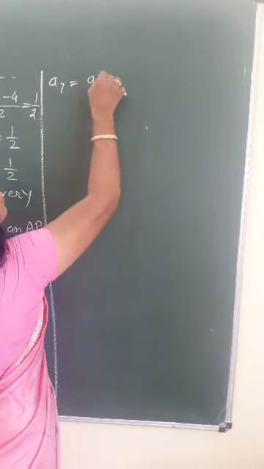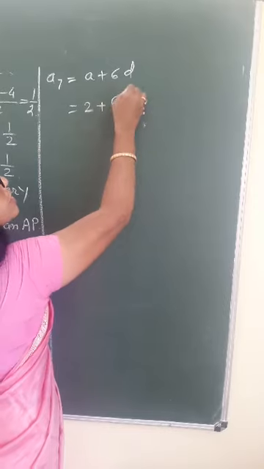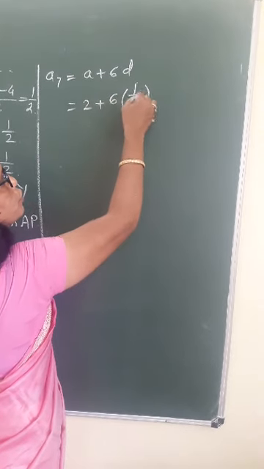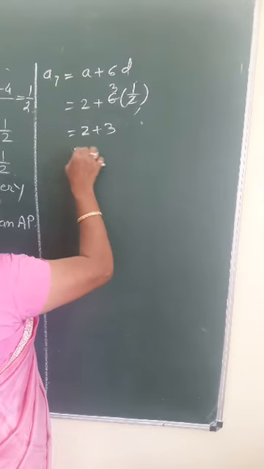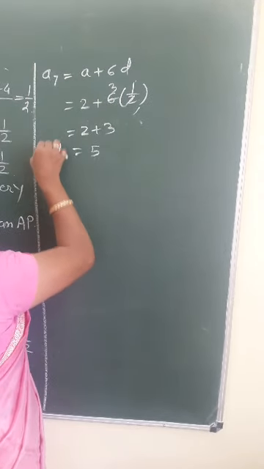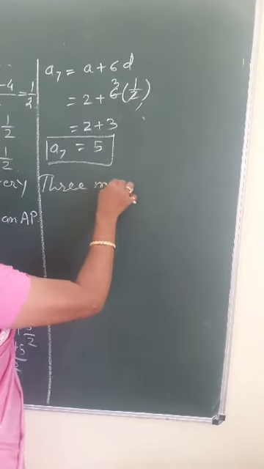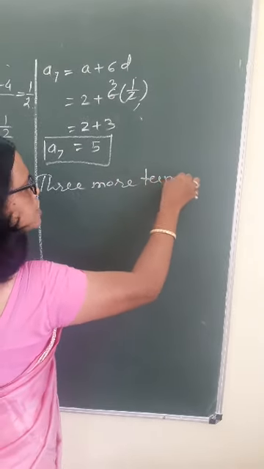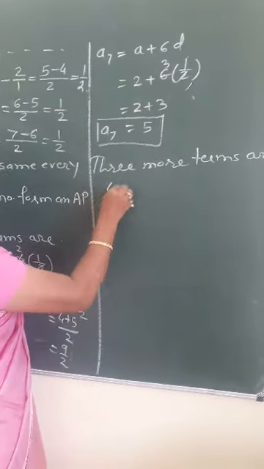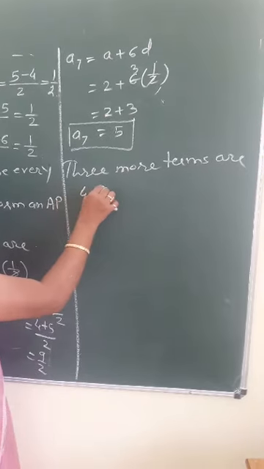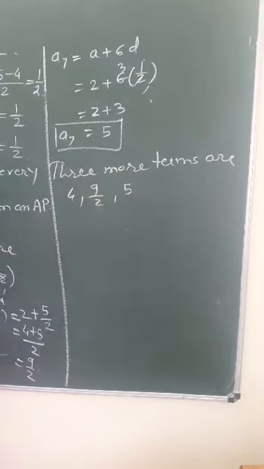A7. a plus 6d. What's the value of a? 2 plus 6, and d's value 1 by 2. 2 1s are 2, 3s are 3. So 2 plus 3 means 5. So the 3 more terms are: fifth term is 4, sixth term is 9 by 2, and seventh term is 5.